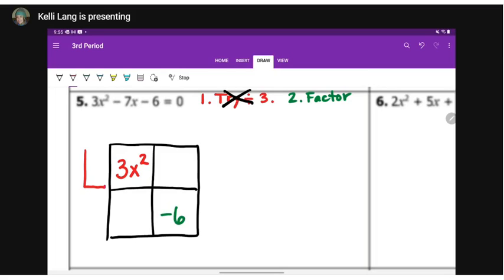Let's look at the 3x squared first. We need to come up with two things that multiply together to give us 3x squared. So fortunately, we only have one option here.